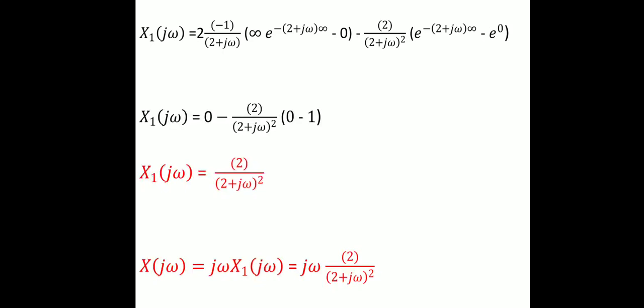This is how we can use the time differentiation property to determine the Fourier transform of the derivative of any continuous time signal, meaning the time differentiation of any continuous time signal. Similarly, if we have second order derivatives, we have to apply differentiation twice. That means we have to multiply by j omega twice.